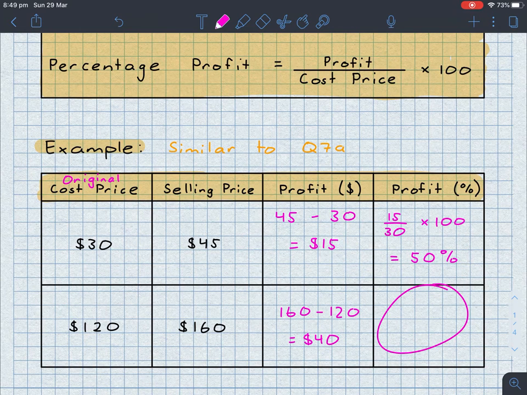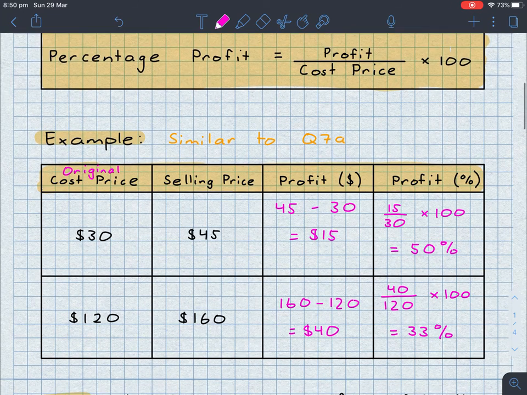We'll do the same down here for the chair that was $120. So the profit was $40. That's how much extra the business made out of the cost price. So 40 over 120. And then we times by 100 to make it a percentage. And that will give us a percentage of 33%, or about a third. So that's the percentage that they added on top of the price when they sold it.